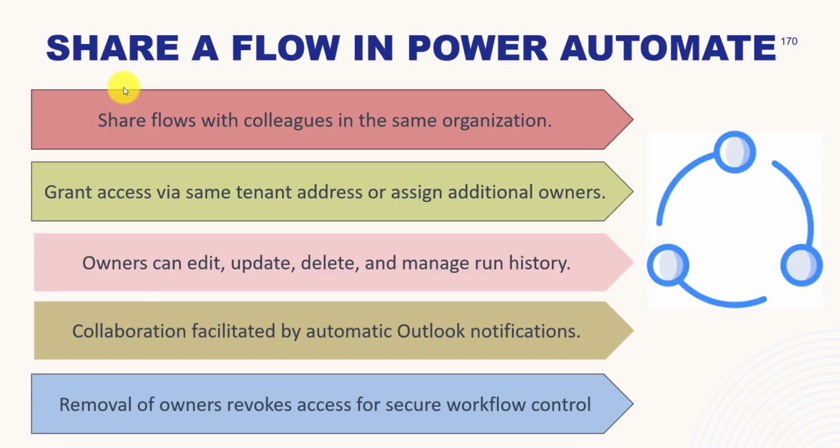This can be done either by granting access to individuals with the same tenant address or by assigning additional owners who have the privilege to edit and delete the flow. Owners in turn have the ability to access and manage the run history as well as add or remove other owners. When a flow is shared with a new user, the owner is automatically notified via Outlook with a link to facilitate seamless collaboration.